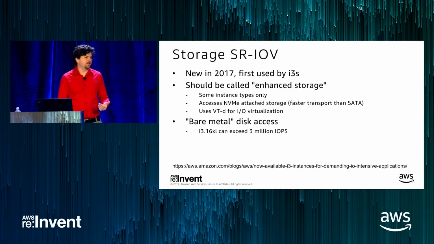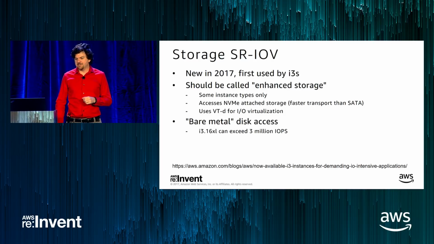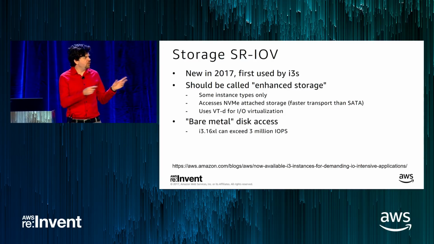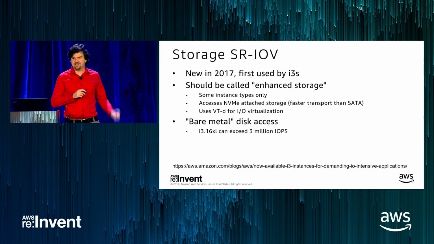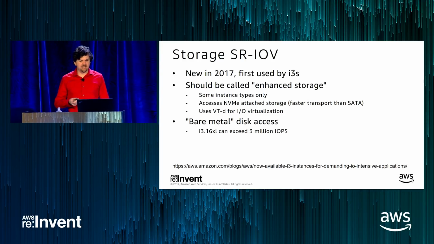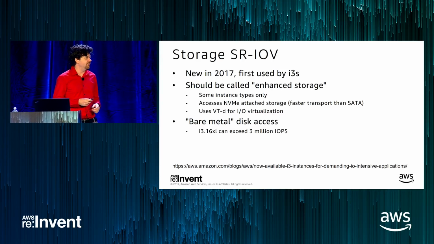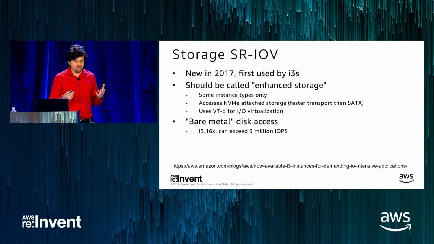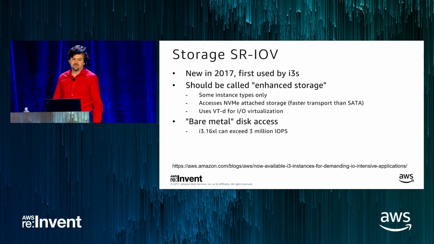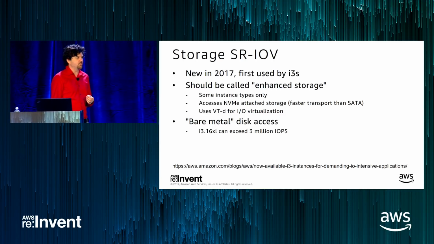And then storage SR-IOV, that's what was launched this year. And Amazon called the network SR-IOV enhanced networking. I think we should call this enhanced storage. So far, some instance types only, and it does use NVMe and VT-d for I/O virtualization. So which should be called bare metal disk access or near metal disk access. And on our team, we've already done benchmarking and found an i3 can exceed 3 million disk storage IOPS, which is pretty exciting.